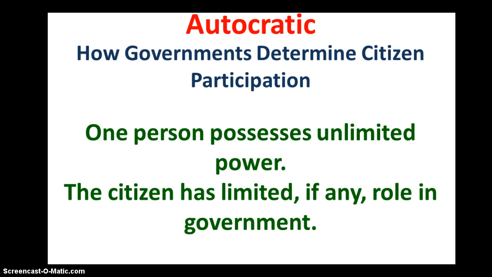Autocratic. This is where one person possesses unlimited power, and the citizens have limited, if any, role in the government. Now, what does this make you think of? What comes to my mind is Hitler. We will be discussing him further when we get to history, but autocratic is one person possessing unlimited power, and that was Adolf Hitler in Nazi Germany, and the people of Germany had no or very limited say in their government. So, in an autocratic government, citizens have pretty much no say.